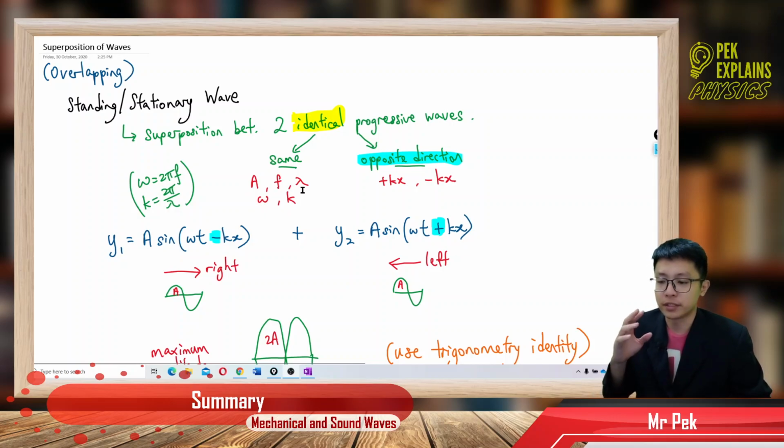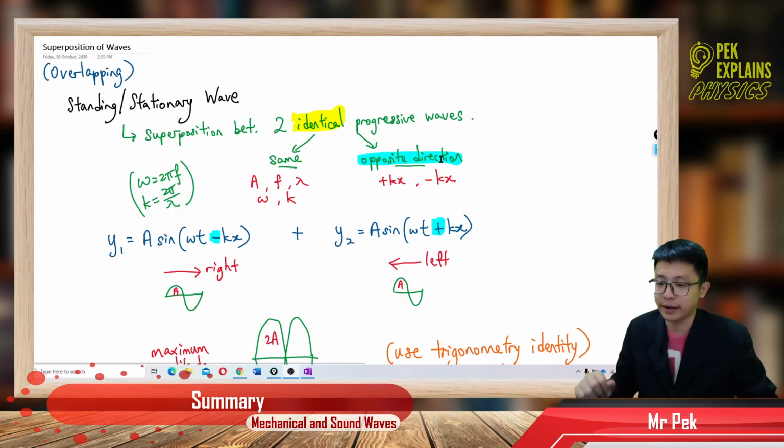And also, they must have the same wavelength. When you have same wavelength, you have same wave number, because wave number k is equal to 2 pi over lambda. So in all aspects must be the same: amplitude, frequency, wavelength, omega, wave number. So we can say these two waves are almost identical. But they are different in only one aspect, which is the direction. These two waves must travel in opposite direction. One wave is moving to the right, one wave is moving to the left.